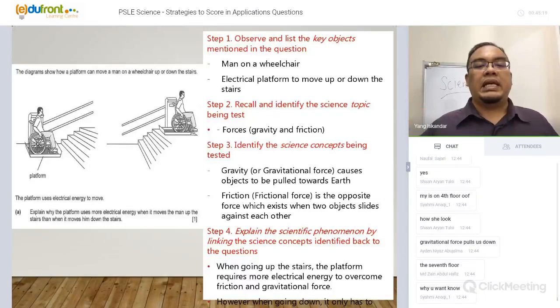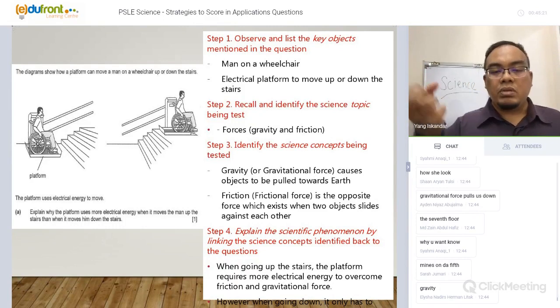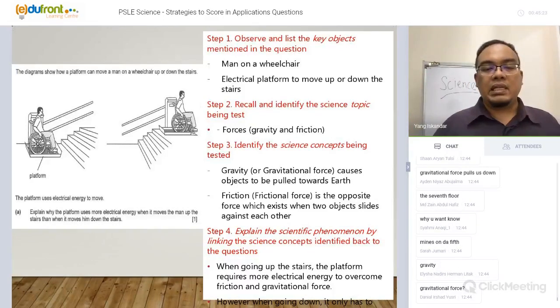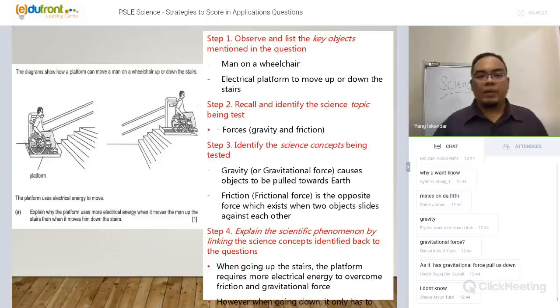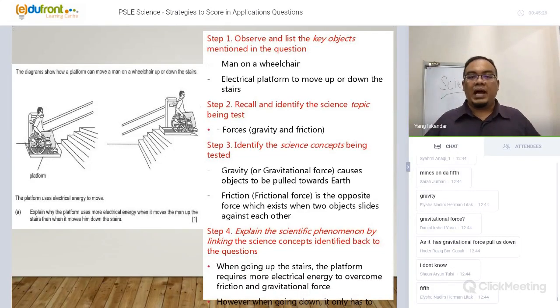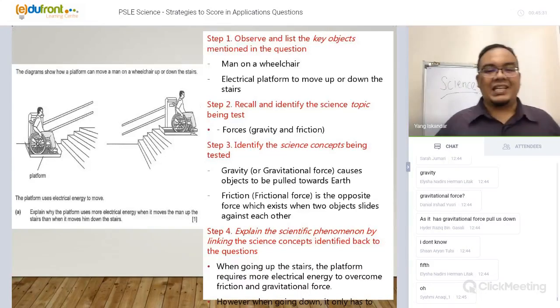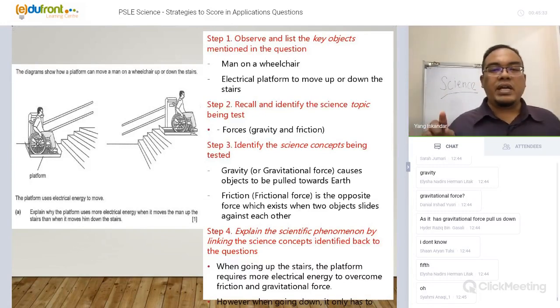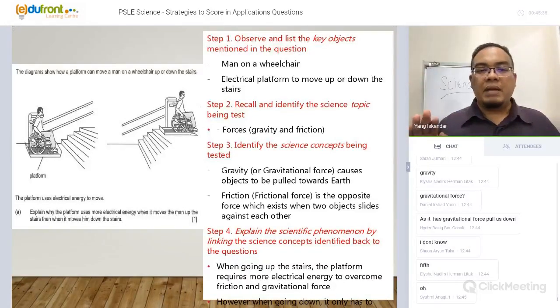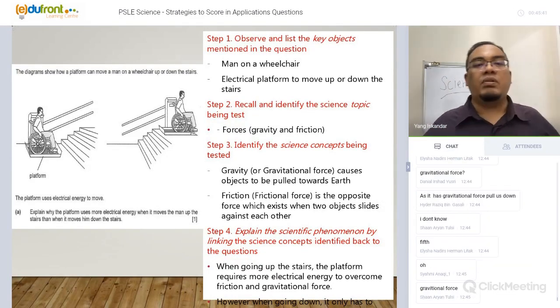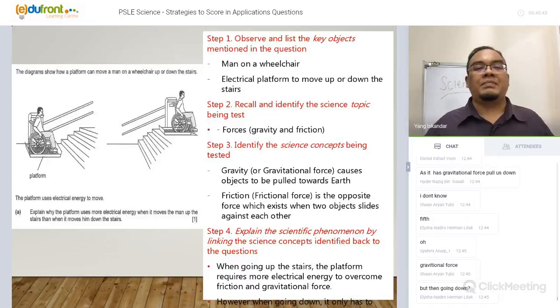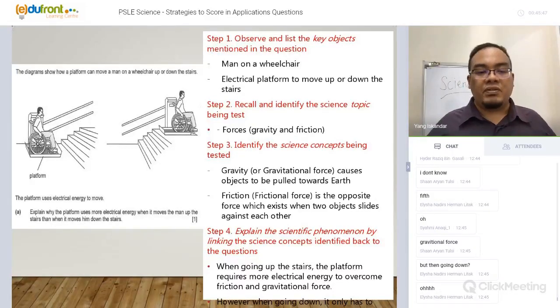So what is gravity? Gravity causes objects to be pulled towards Earth, right? So when we jump, we will come down. Correct? Why? Because of gravity. Okay? So when we are trying to go up, we need to overcome gravity, right? But when we are going down, we don't have to overcome gravity. We are going towards gravity. So in fact, when we are going down, we just need to overcome maybe frictional force.